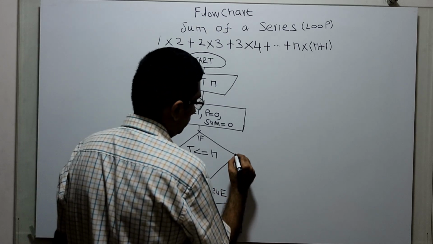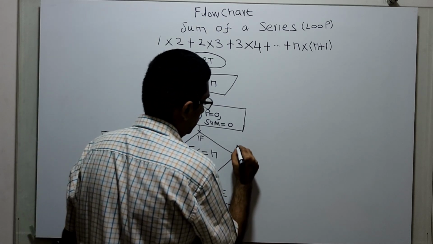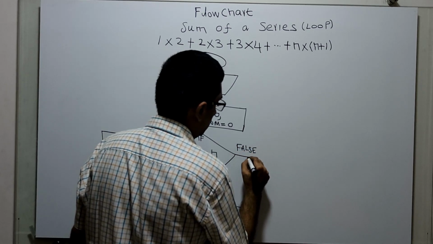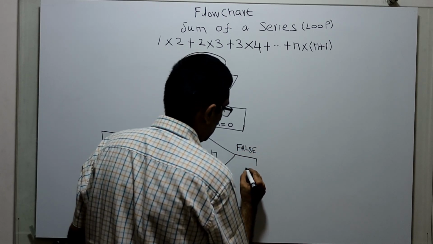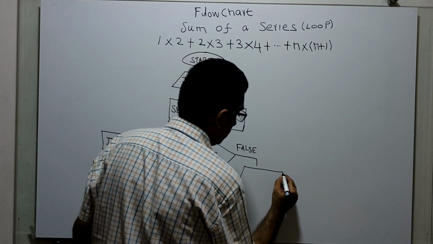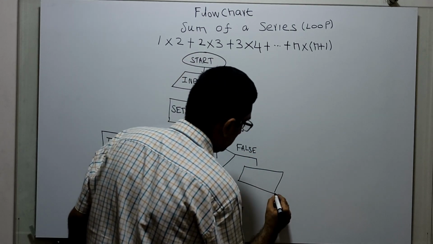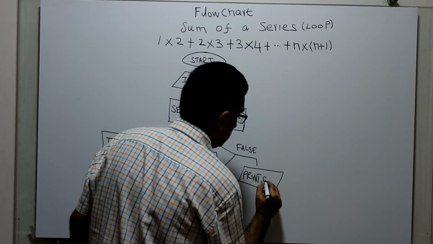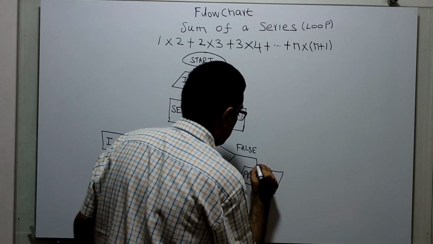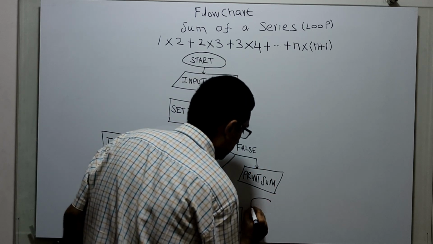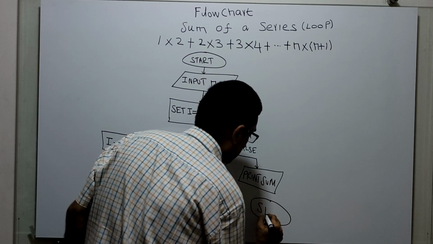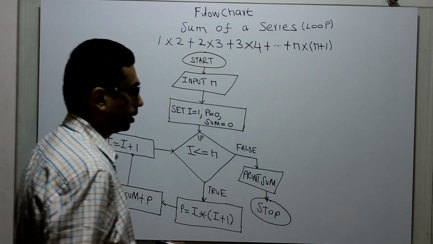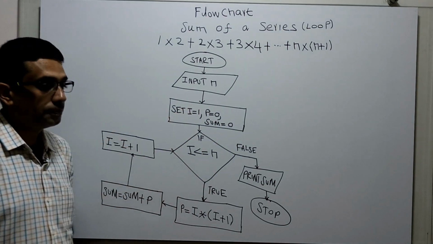If it is false, in this case, I am printing the sum value. Print sum, and this is the logical end of the flowchart. So this is the flowchart.